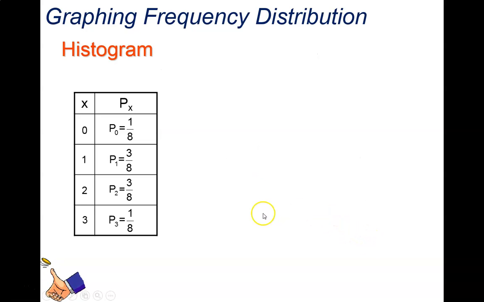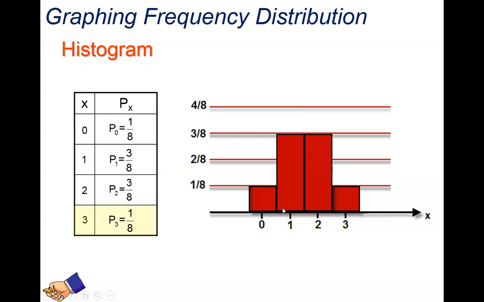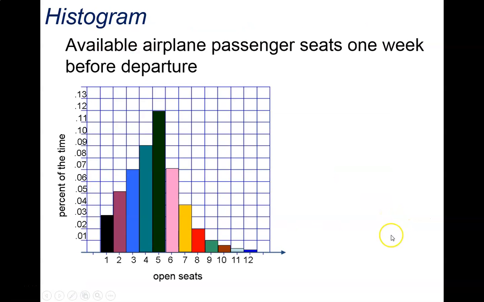Graphing this basically is a bar graph with the probability on the left side, and then the result on the bottom. So 1, 3, 3, and 1 again. So again, I'm not going to make a very big deal about that. Here we've got a histogram for available airplane passenger seats 1 week before departure. What percent of the time you had this many open seats. So you see the most frequent event was having 5 seats, etc.